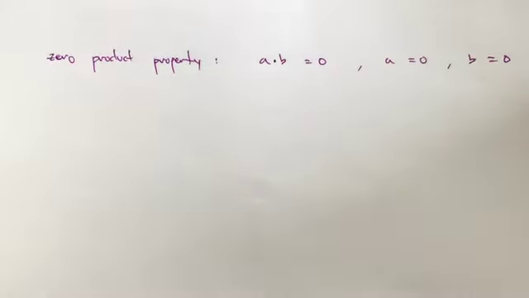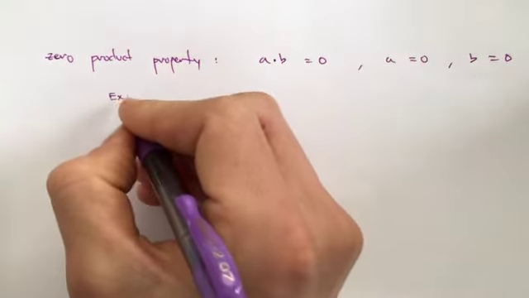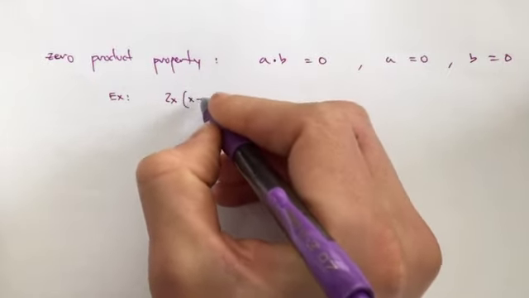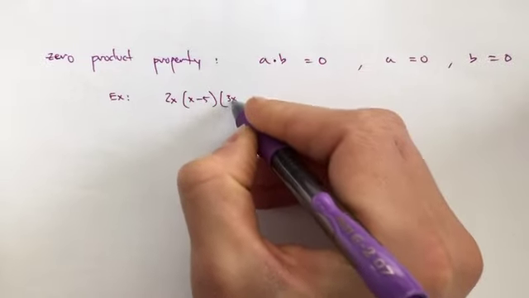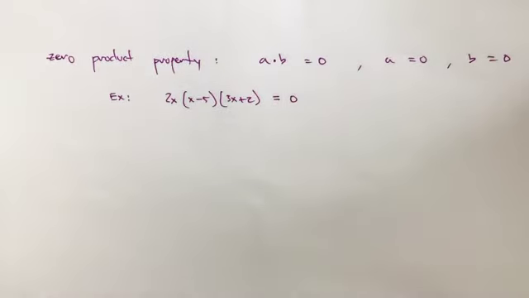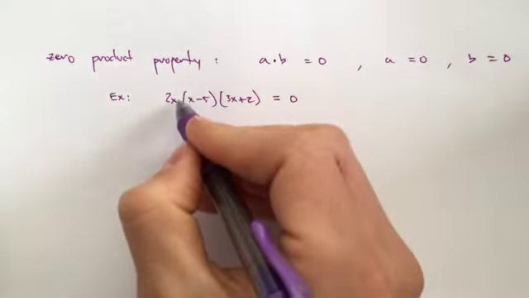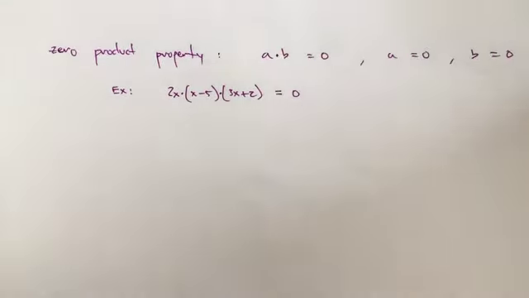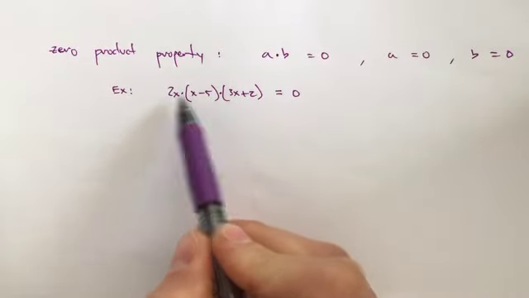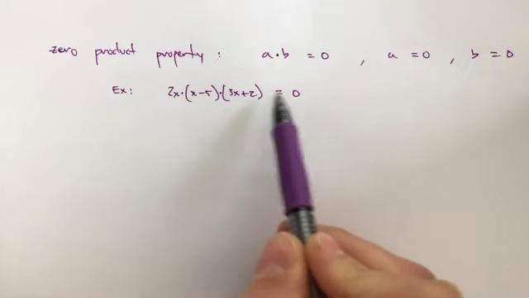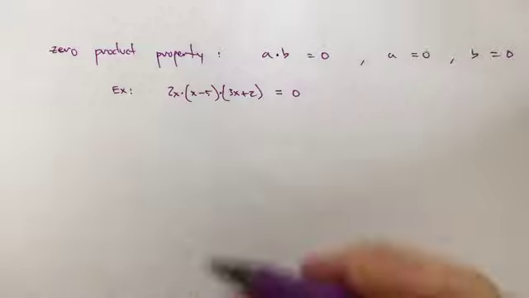And this is one of the most important properties in algebra because it helps us solve equations. So an example of how that might work is if you've got 2x times x minus 5 times 3x plus 2, and all of these things are multiplied to equal 0. So we've got something multiplied by another thing, multiplied by another thing. If we want to find the solutions to this equation, we can basically say, well, since I've got things that are multiplied to be equal to 0, then either that has to equal 0, or that has to equal 0, or that has to equal 0, and those will give me my solutions.